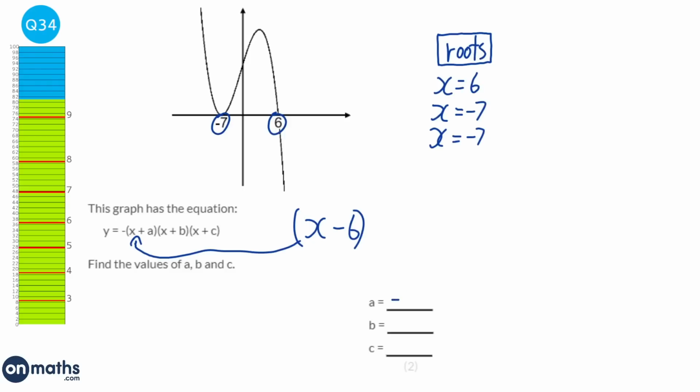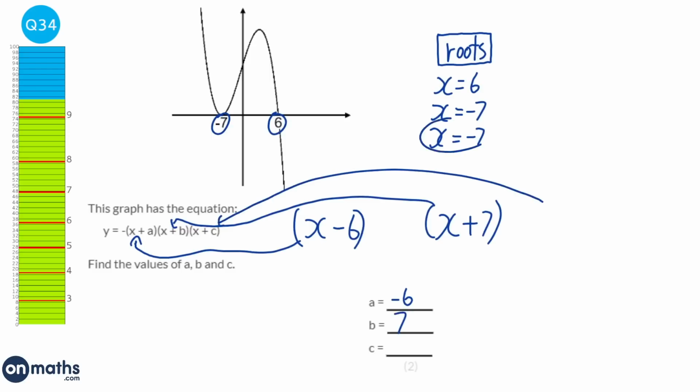So if a is minus 6, let's have a look at b. So what does b have to be? Well, if that's minus 7, if we put b as plus 7, then when we substitute in this minus 7 here into the x, we get minus 7 plus 7, which is 0. So if b is plus 7, then the whole thing will be 0 at x equals minus 7. And for the c, we're looking at that last root. Again, it'll be the same, won't it? It'll be x plus 7.